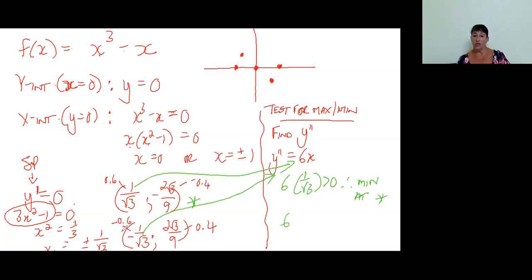And when you substitute in the minus 1 over root 3, you'll get a negative answer, which means that there is a maximum at this point.